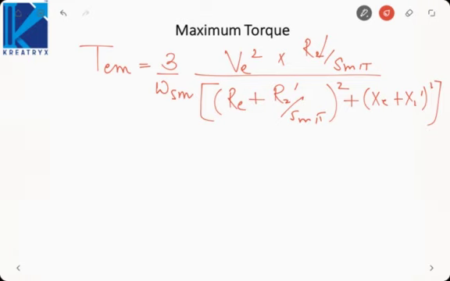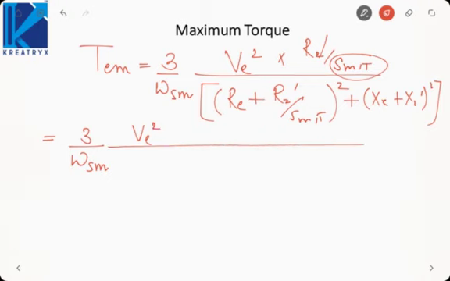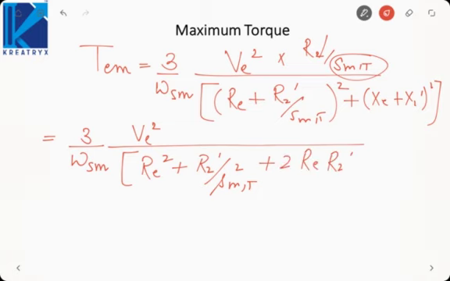So if we have to expand the expression, then we will bring the SMT into the denominator. Re square, R2 dash by SMT whole square, plus 2Re R2 dash by SMT, plus (Xe plus X2 dash) whole square. And here we will take SMT in the denominator.